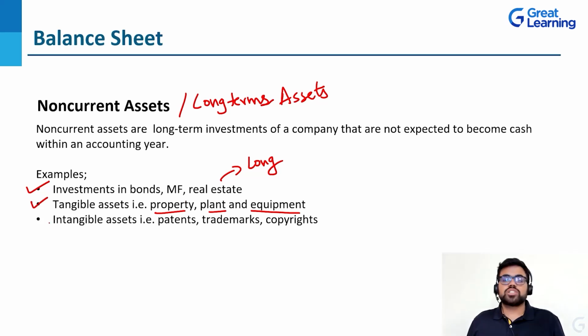Second would be intangible assets that you cannot touch with your hand or see with your naked eye, but that exist. That would be patents, trademarks, intellectual property rights, and copyrights. So these would come under intangible assets. As non-current assets, they are also long-term assets of the company.